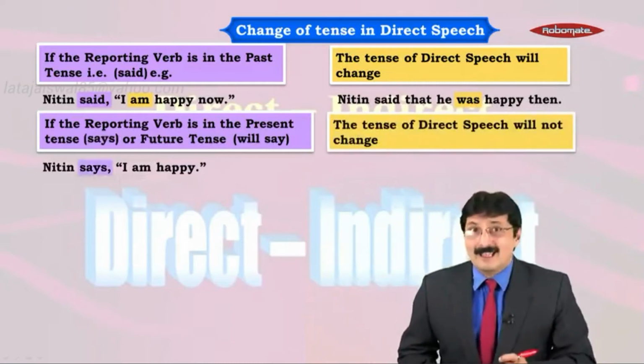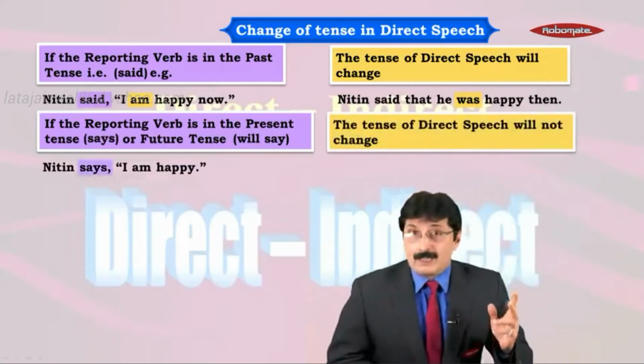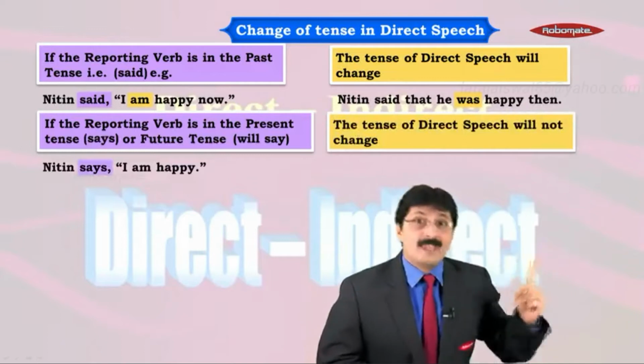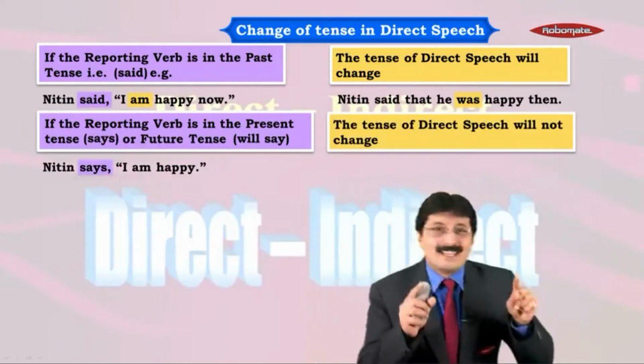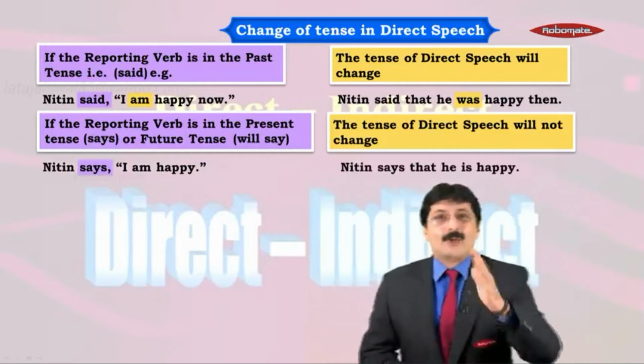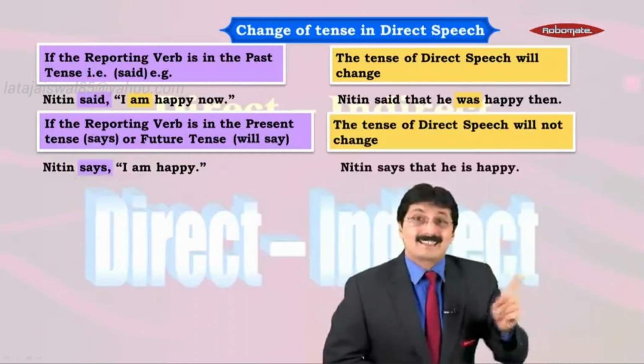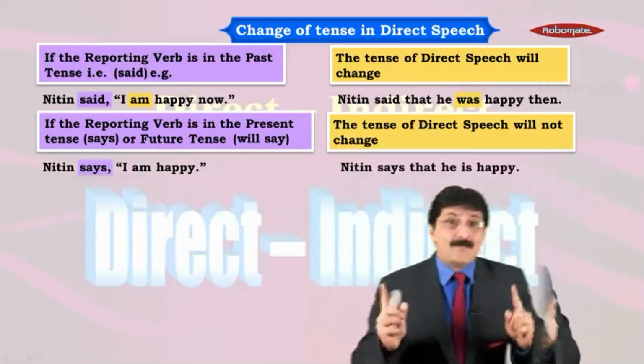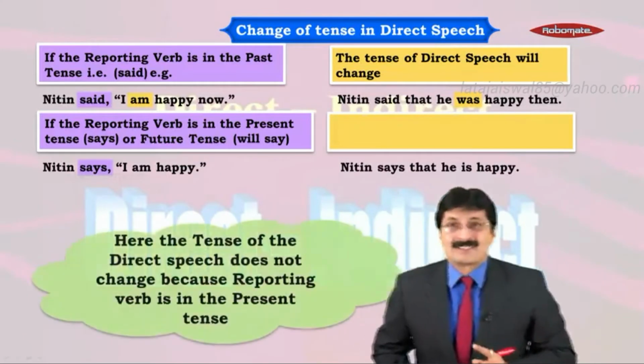Right? You can see that. And in that case, in the indirect speech, the tense of the reported verb or the tense of the andar ka verb will not change. Nitin says that he is happy. Am and is both are present tense.